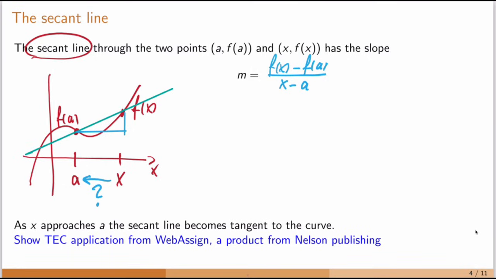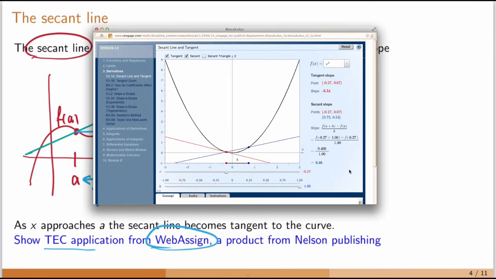And to see that, I have a wonderful animation which you can find on WebAssign, and it has been produced by Nelson Publishing. Here you see the parabola, the function f of x equals x squared as a black line. And then you see 2 dots. The red dot would be my value a, and the blue dot would be x and f of x. And there I have a distance of h here.